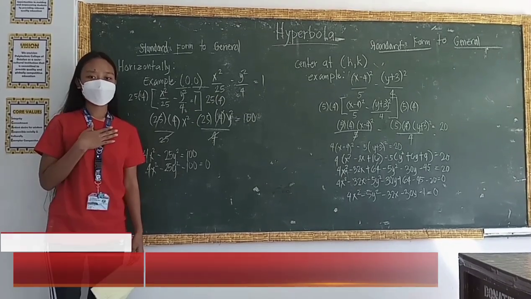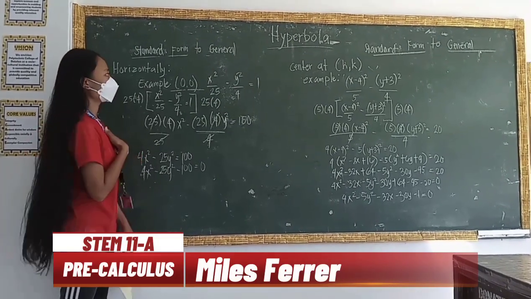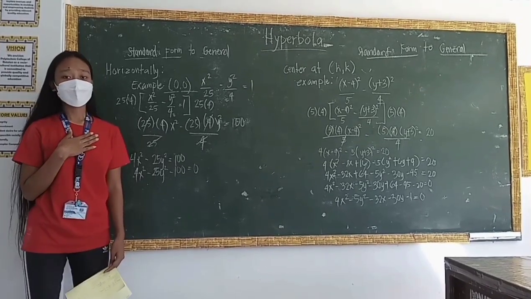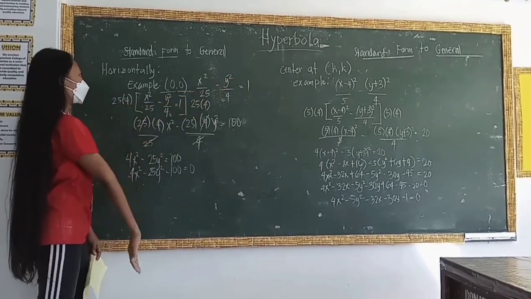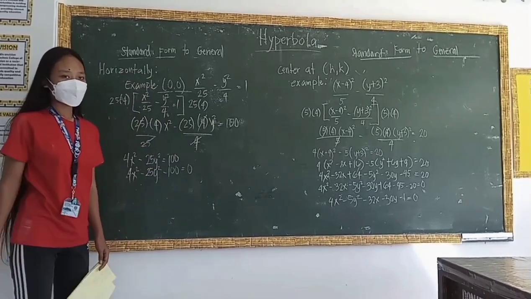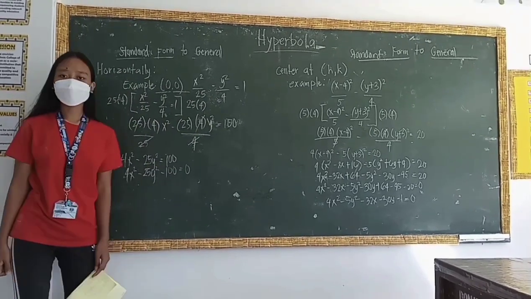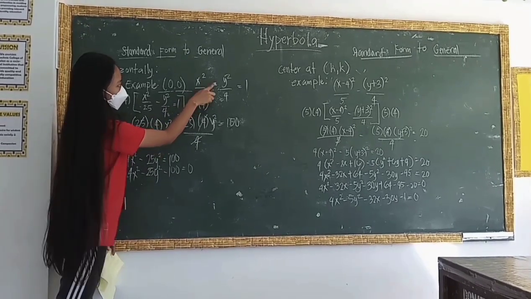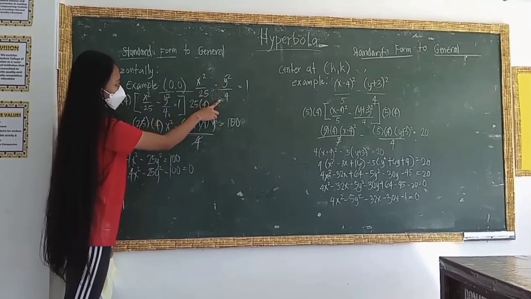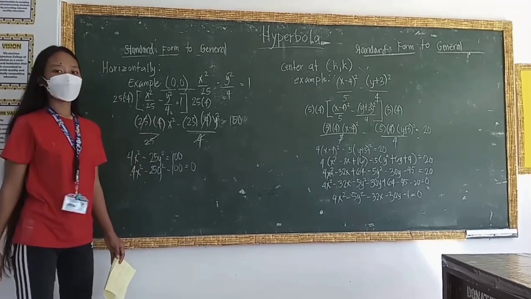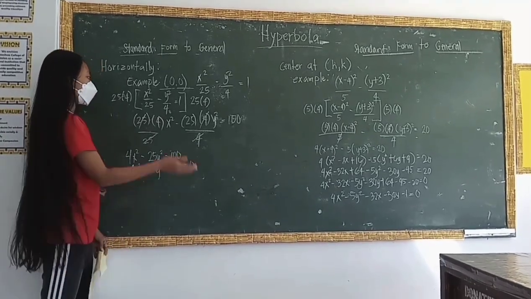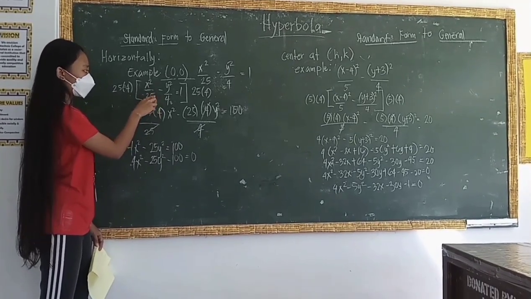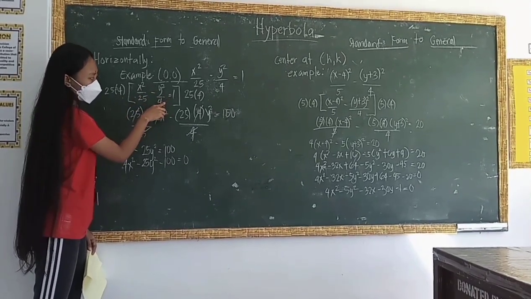Hello everyone, it's me, Myers, and today I'm going to show you the standard form to general form of a hyperbola when it is horizontal. So let's start with the origin, 0, 0, and the equation is x squared over 25 minus y squared over 4 is equal to 1. Okay, so first step, we're going to put the equation here. That is x squared over 25 minus y squared over 4 is equal to 1.